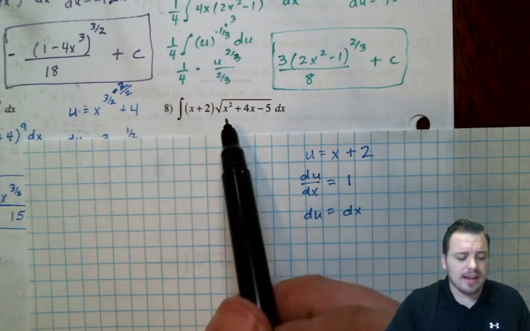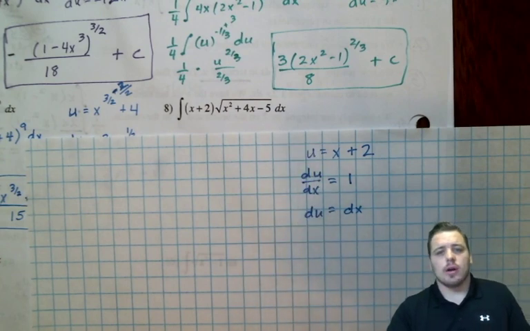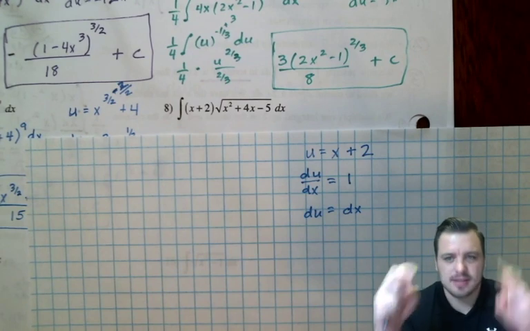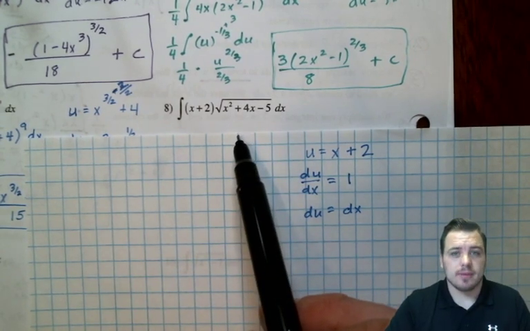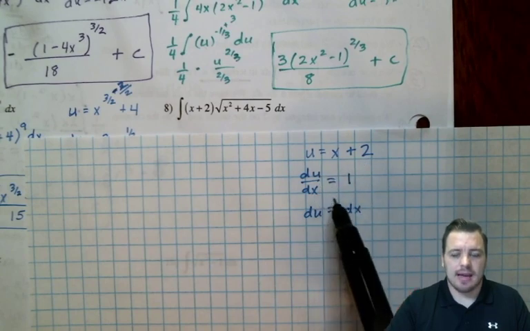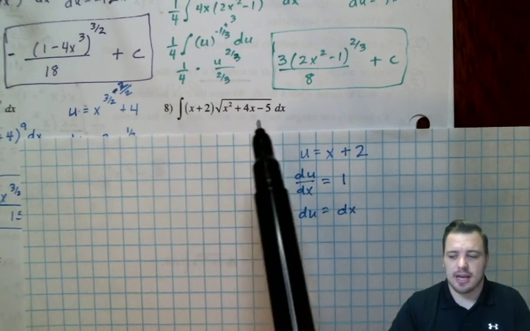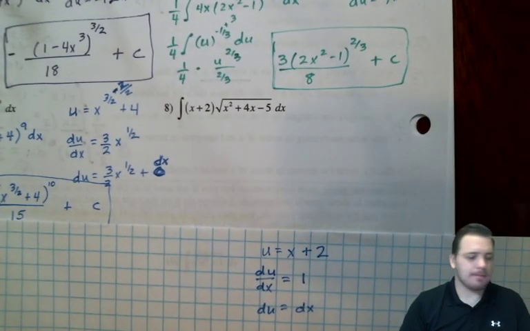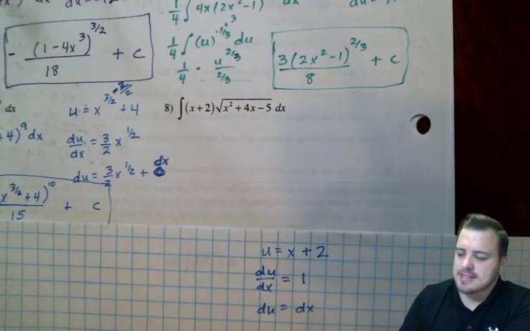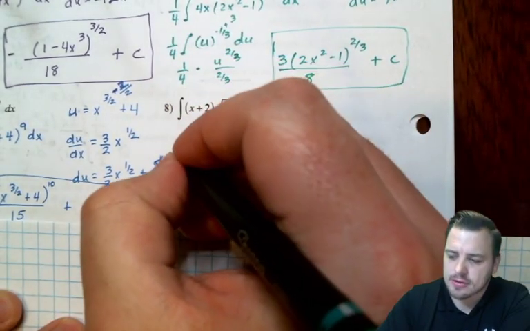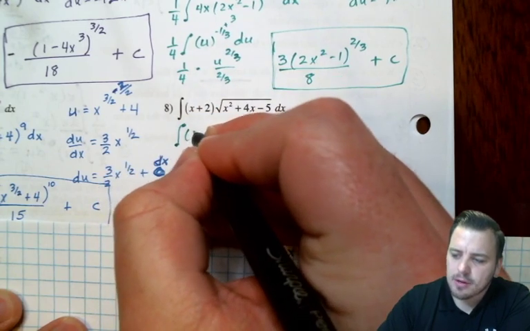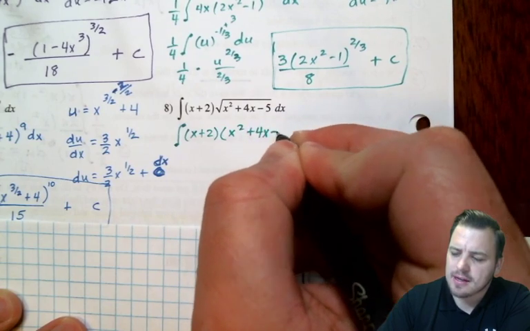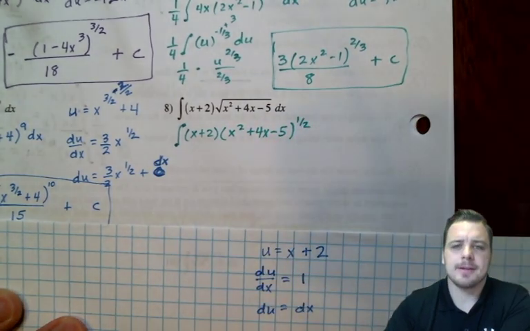So, while that is possible, always, if you have more than one parentheses, just look at both of them. So that's that one, and that just seems like it could potentially reach a headache. But then let's go ahead and write it the other way. Let's write it as the integral of x plus 2 times x squared plus 4x minus 5 to the 1/2.